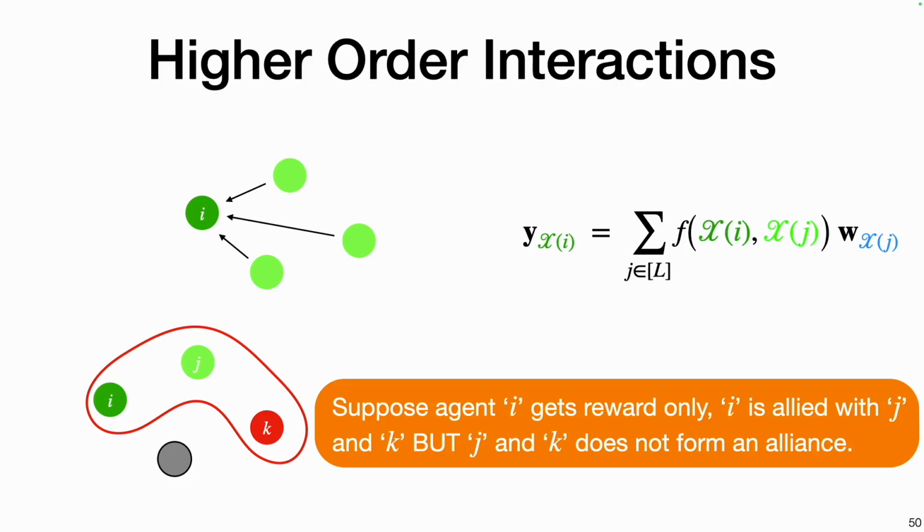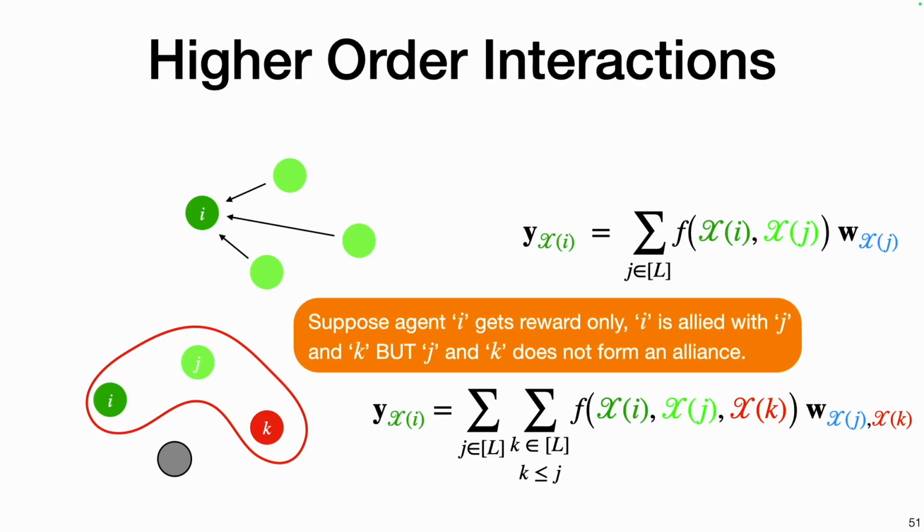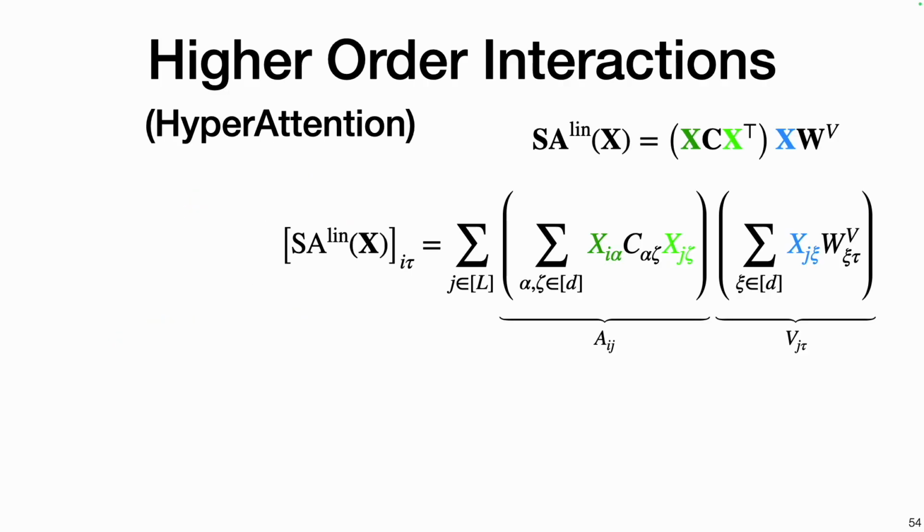Particularly, this is a three-way interaction, and we can write it as an example of this function you see at the bottom. And that function is a summation over all the possible interactions you see. That brings us to our hyperattention module, which is designed for capturing higher order interactions.